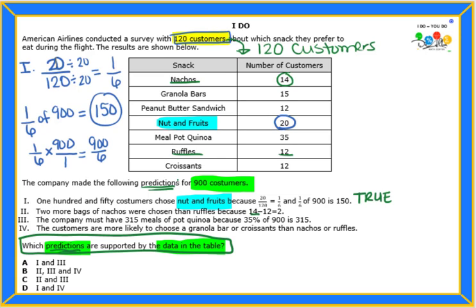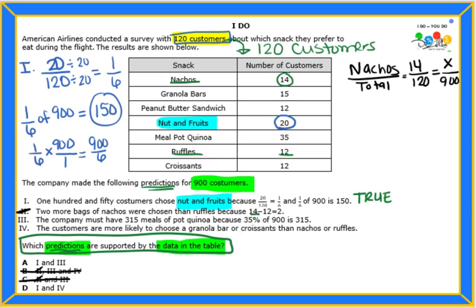So if we wanted to find out how many nachos were sold for 900 customers, we would have to make a proportion. We would have to say, if we have 14 nachos to total, we have 14 nachos out of 120. How many nachos is that out of 900? So we're not going to get 14 nachos for 900 customers. That prediction is not valid. So 2 is out. And anything that has the number 2, we can scratch out.